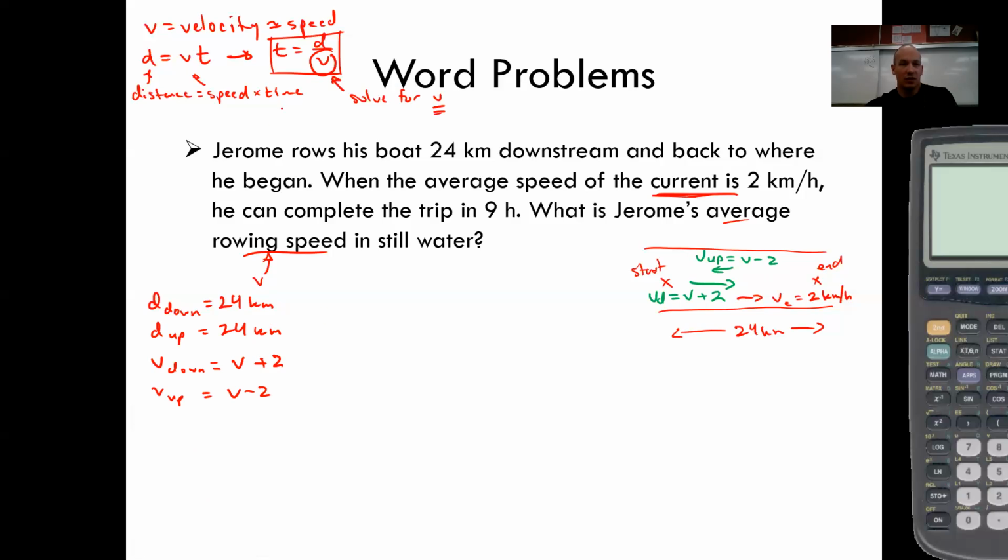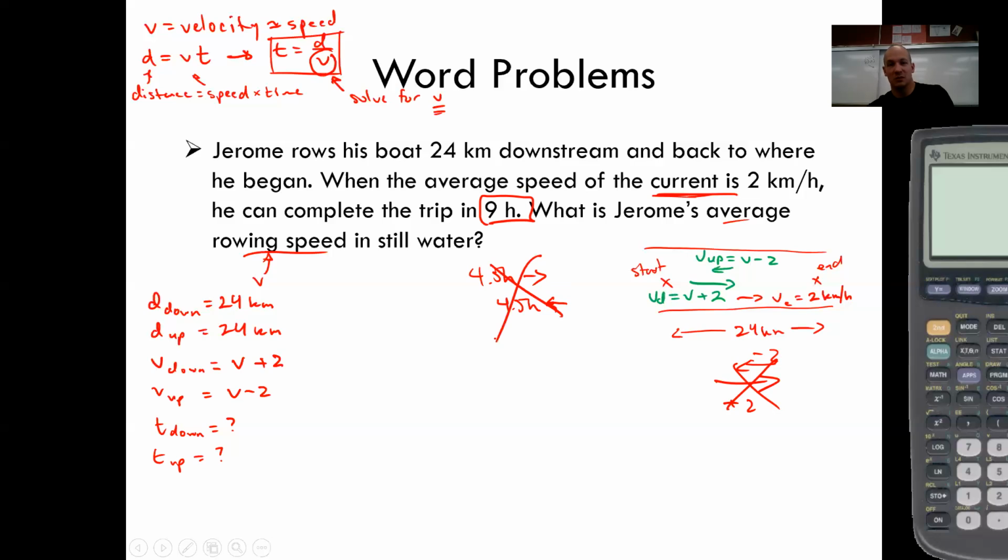The other thing we can look at is time. How long does it take to go downstream, and how long does it take to go upstream? Now, some people will have this tendency to say, well, if you're getting pushed 2 kilometers per hour faster this way and slowed by 2 kilometers per hour that way, don't the two just kind of cancel out? And if the whole trip takes 9 hours, you should be spending 4.5 on the way down and 4.5 on the way back up, right? And the answer is absolutely not. And if you'd like some proof of why that is, just think about an extreme case here.